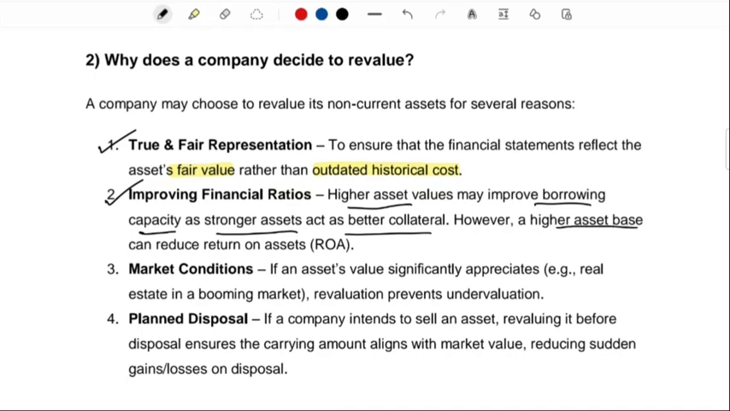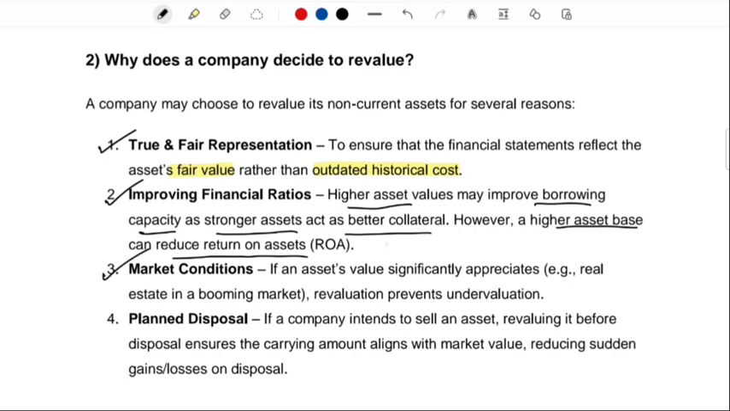However, a higher asset base can reduce the return on the assets. Return on asset is simply net income divided by total assets. So if you have a high total base, this can reduce your return on assets, and sometimes management might not prefer this if they're looking to improve short-term performance measures. So they might feel like, I don't want to revalue the assets because it's going to reduce my ROA. But it all depends on the company after all.